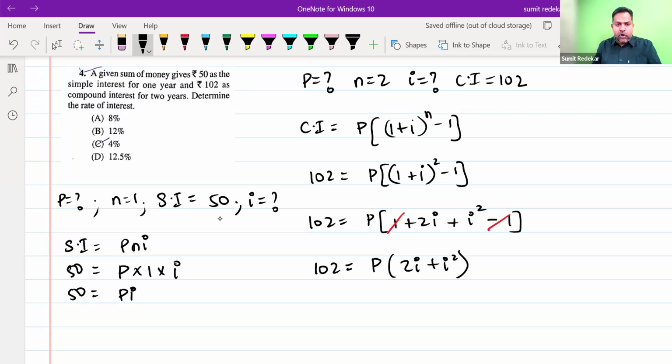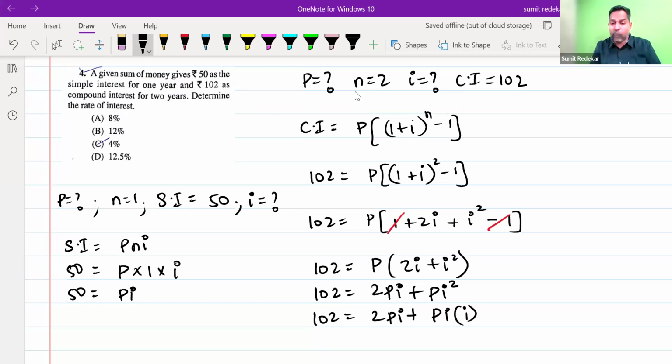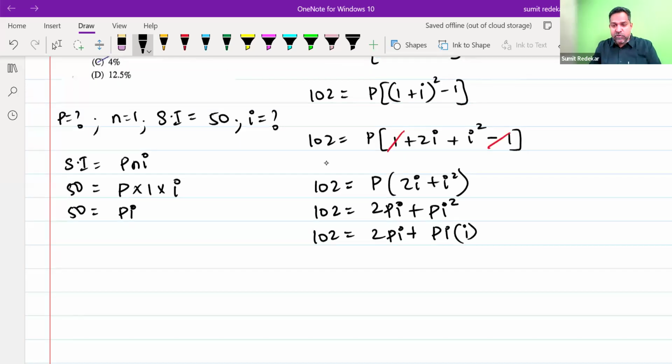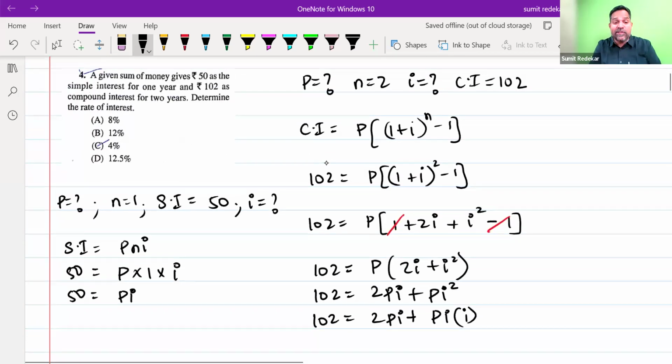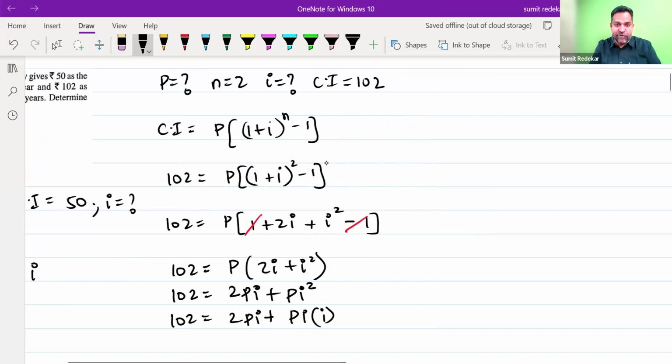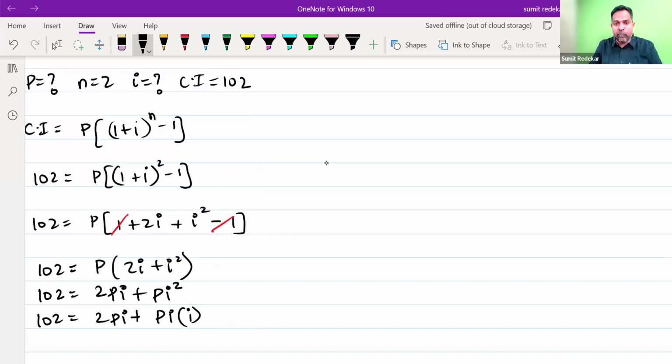But one minute, don't I know the value of P? Correct. Then open the bracket up. 102 is 2PI plus PI square, or I can say 102 is 2PI plus PI into I. What have I done? I have split the PI square as PI into I. Wherever I know the value of PI, which is 50, I'm going to substitute.